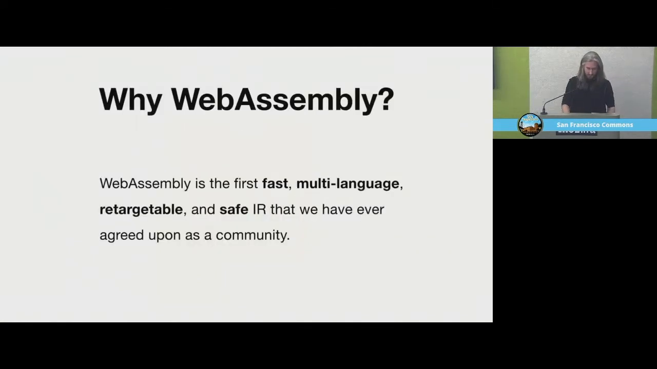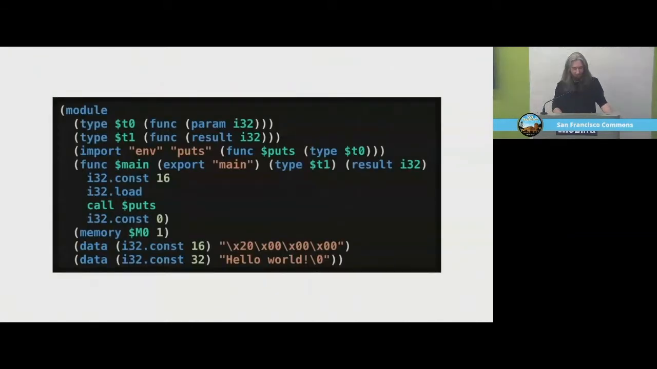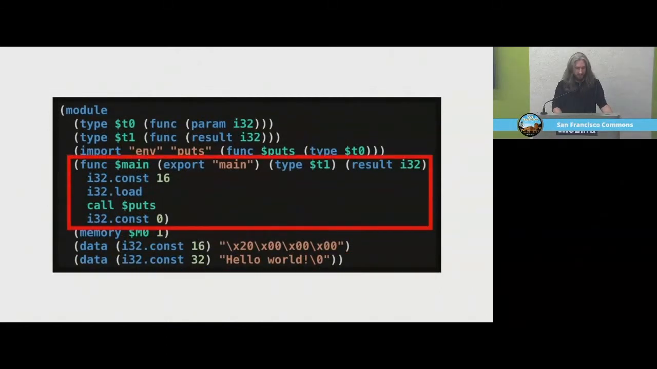I will skip the majority of my WebAssembly intro because I feel like you all know it already, and that seems silly. I'll talk about WebAssembly from my perspective, like why it's interesting to me. WebAssembly is the first fast, multi-language, retargetable, safe, intermediate representation that we have ever actually agreed upon as a community. I can't stress how important and different this is, right? We as a greater programming community have never had that before. It's never happened. Probably the closest we got was JVM bytecode, and no one liked it. It's actually quite exciting. I will skip my explanation of what WebAssembly is.